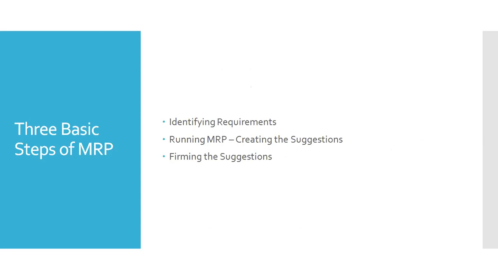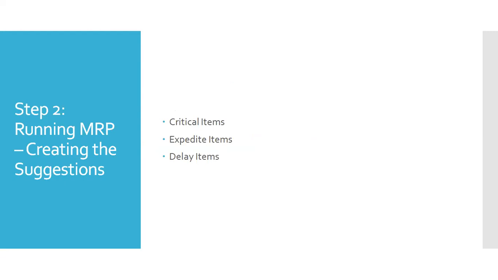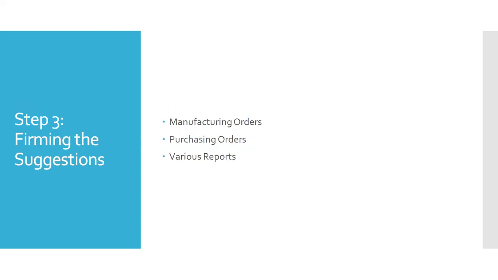Then the basic steps of MRP: identifying requirements, running MRP, creating the suggestions and forming the suggestions. Identifying the requirements, given in step one, includes quantity on hand, quantity on open purchase order, quantity in and planned for manufacturing, quantity committed to existing orders, quantity forecasted, company sensitive, location sensitive, and date sensitive. Running MRP and creating the suggestions includes critical items, expedite items, and delay items. And forming the suggestions includes manufacturing order, purchasing order, and various reports.